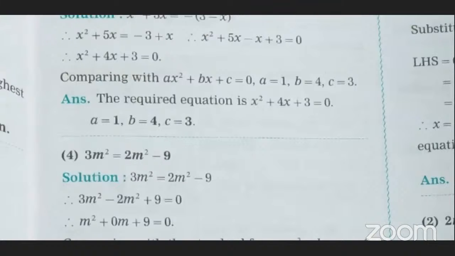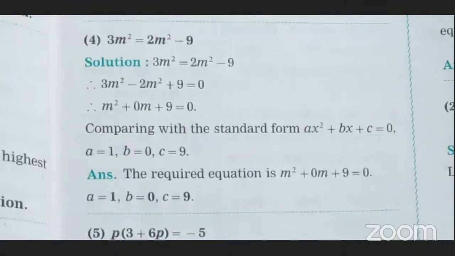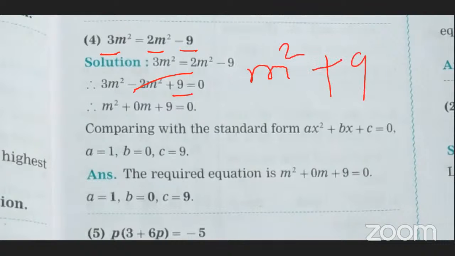3m square equals 2m square minus 9. So 3m square minus 2m square, this side, and the minus 9 will come to this side. So 3m square minus 2m square is only m square, plus 9 equals 0. So a is there, c is there.